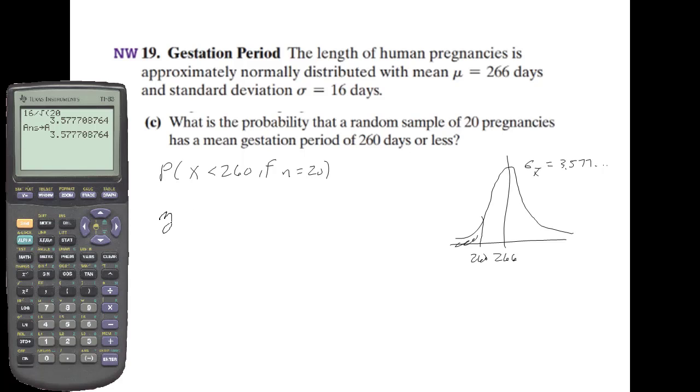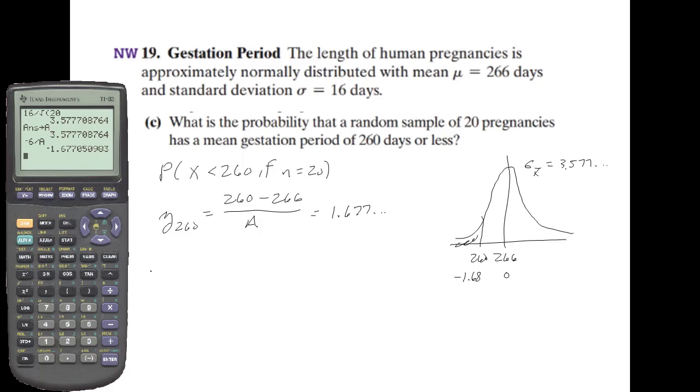So the first thing I want to do is find z of 260. And that's going to be 260 minus 266 all over A. And I'm going to use A because I don't want to write that big old number again. So I'm going to do negative 6 divided by alpha A. And we get a number, and that's negative 1.677 and some change. So my z-score is negative 1.68.